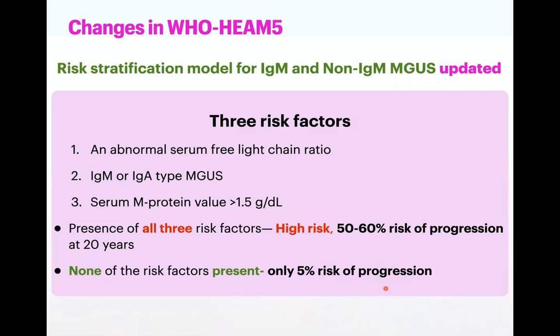So the risk stratification model of IgM and non-IgM MGUS is updated. Previously also these risk factors have been described, like abnormal free light chain ratio, IgM or IgA type MGUS, all these have been called high risk, but now they have described them as three risk factors, and based upon that, if all 3 of them are present, then it is considered high risk with a 50 to 60% risk of progression at 20 years, while when none of these risk factors is present, the risk of progression is only 5%.